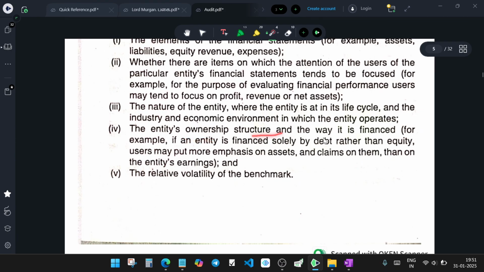The entity's ownership structure and the way in which it is financed. Is it equity financed, or debt financed, or what kind of finance has been used, or equity mixed with debt? How has it been financed, what is the ratio, how are they able to repay it, the going concern possibility. If the entity is financed by debt rather than equity, users may put the emphasis on the assets and claims on them, and that is the entity's earning. What the entity is earning, that you want to see.